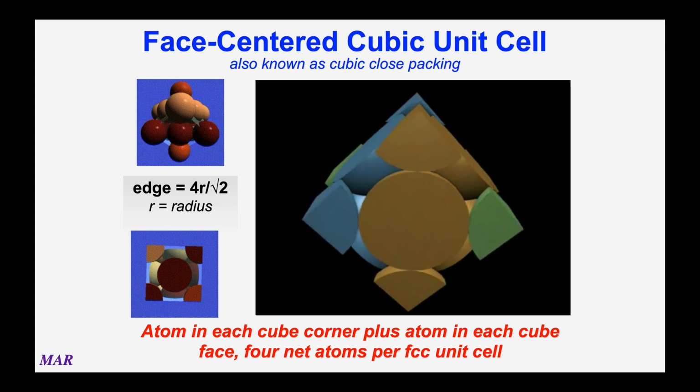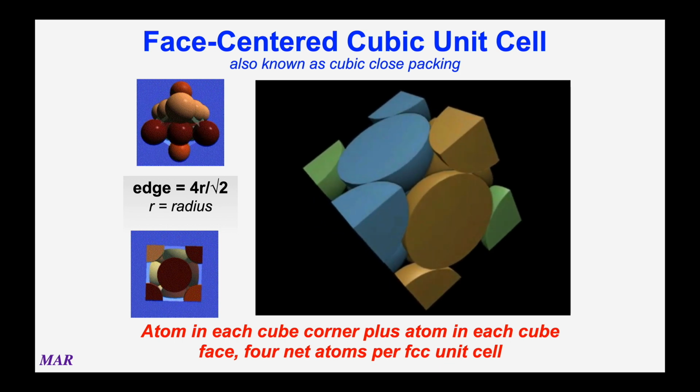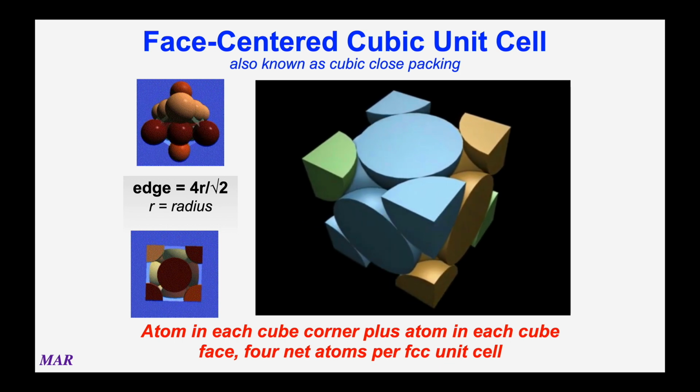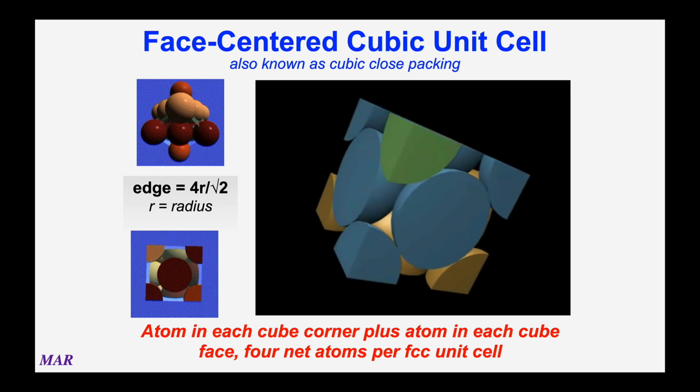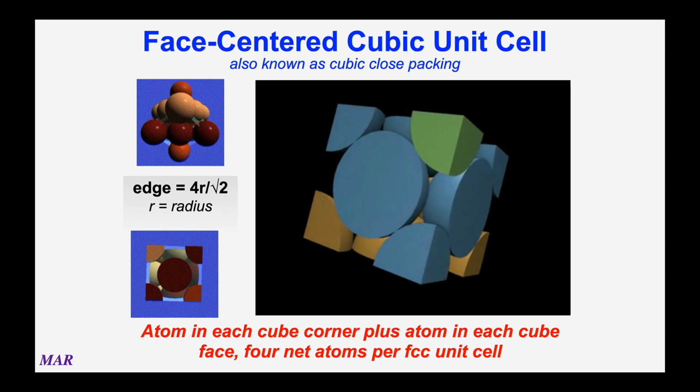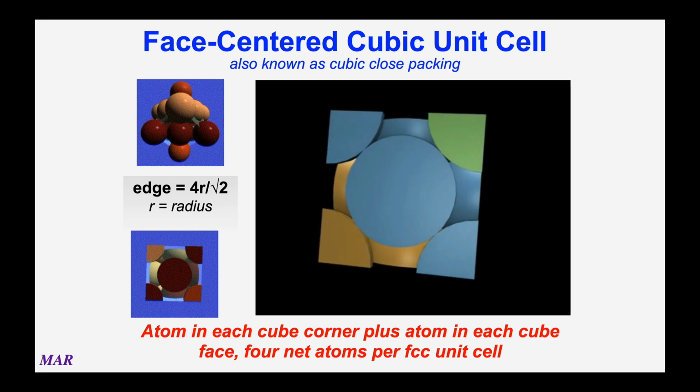And there's the relationship between the radius and the edge. 4 times the radius divided by square root of 2 equals the edge. And you can read more about that in the solids lab if you're curious. But these will be important things coming up in what we're going to talk about.